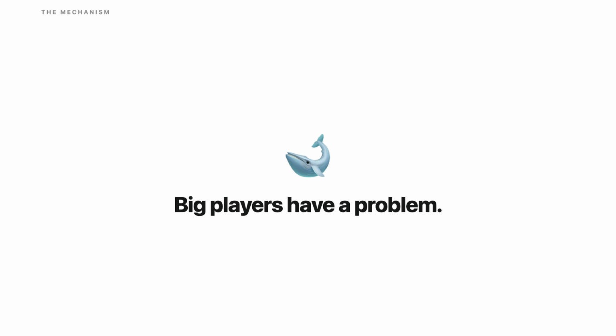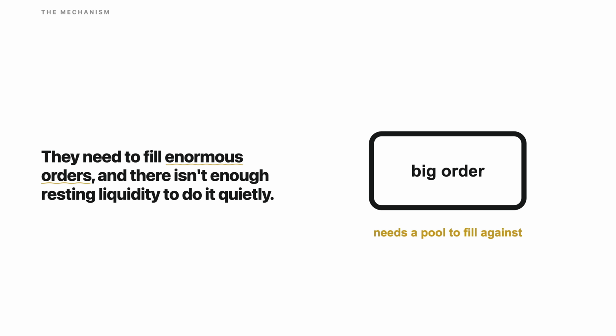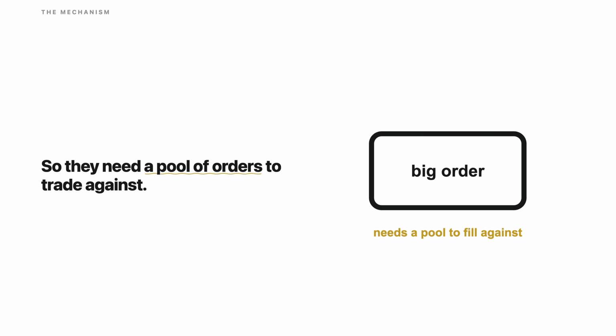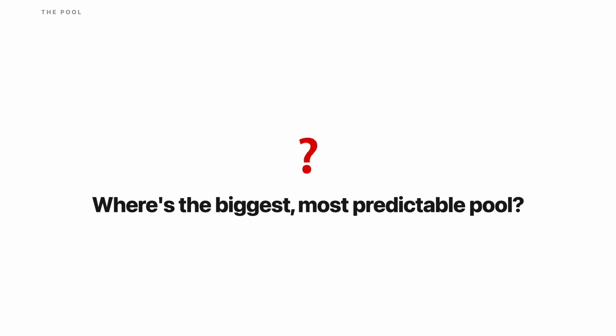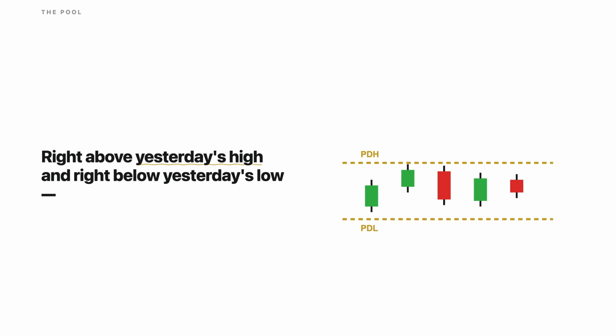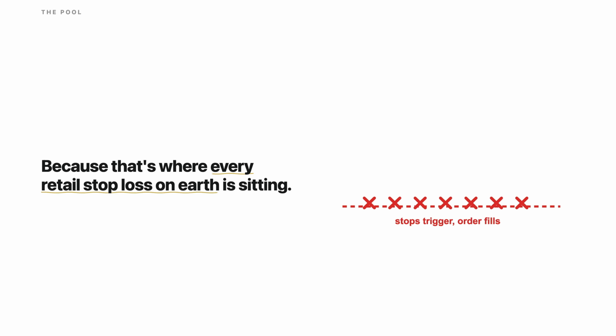Big players have a problem. They need to fill enormous orders and there is not enough resting liquidity to do it quietly. So they need a pool of orders to trade against. Where's the biggest, most predictable pool? Right above yesterday's highs and right below yesterday's low. Because that's where every retail stop loss on earth is sitting.